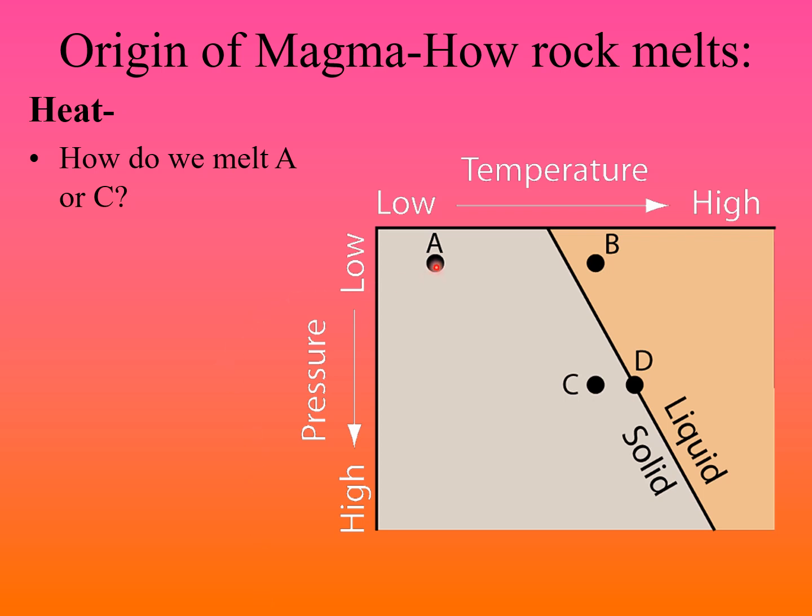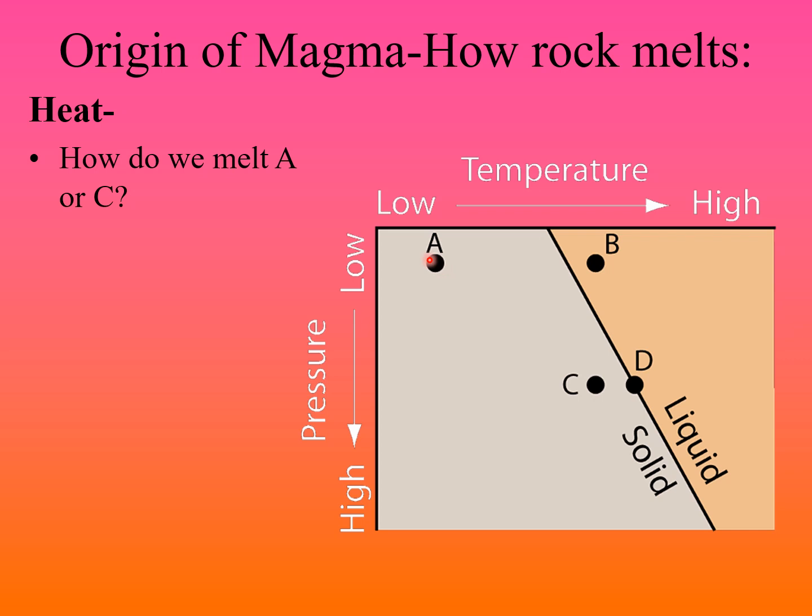So how do we melt A or C? So if we wanted to melt A, and it's at a given pressure, right? We're not raising or lowering it as far as pressure. We're not moving it closer to the surface or moving it deeper into the crust or mantle. The only way to melt that is to increase the temperature. And then C, same thing. It's a deeper rock, so it requires a higher temperature.